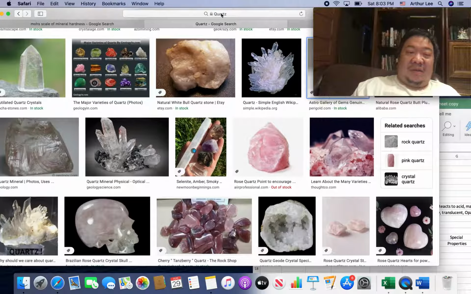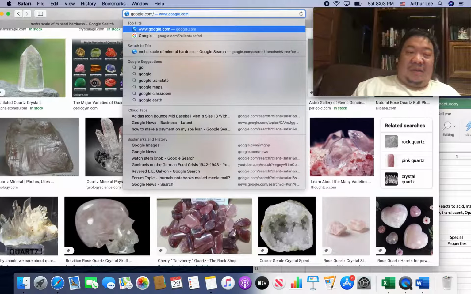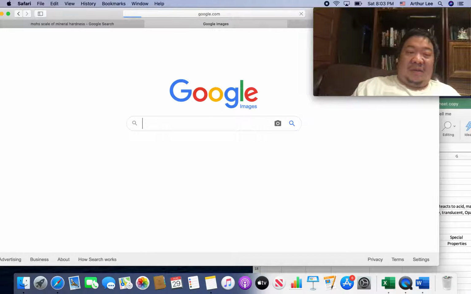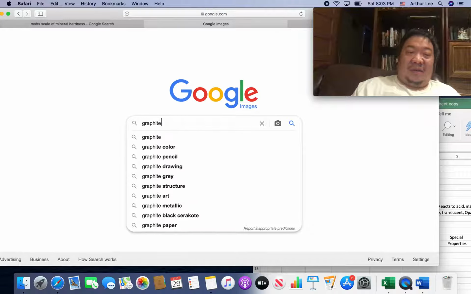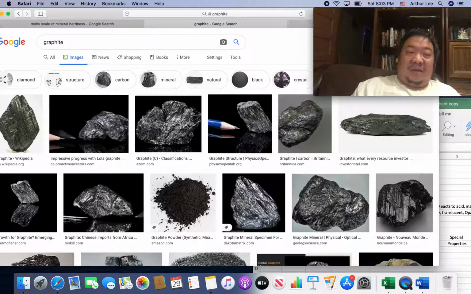Next mineral we're going to look at is called graphite. I don't know why the video of me is not there anymore, but that's all right.